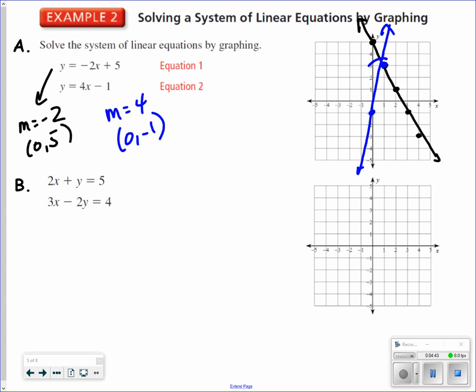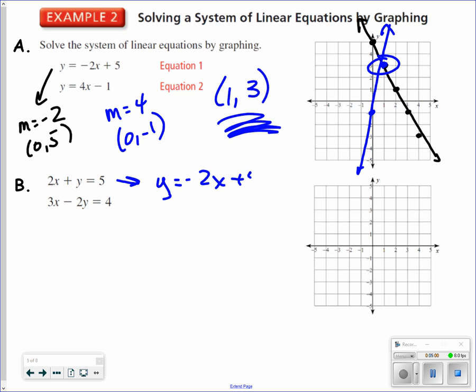And they cross at the point (1, 3). So that is my answer. The point of intersection between the two lines is the solution. Now, the next one, I have to do a little bit of work here. I need to subtract 2x so that I can find my slope and my y-intercept. It needs to be a y equals equation in order to find your slope and your y-intercept.